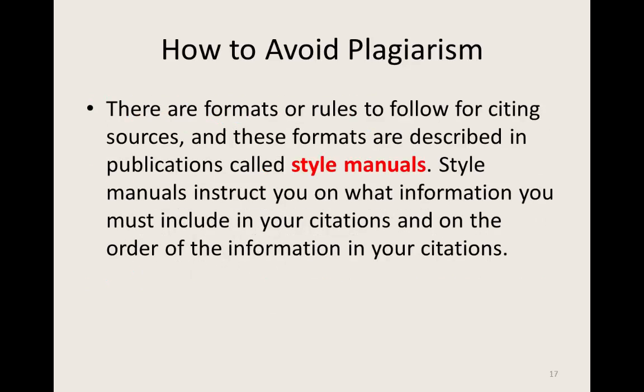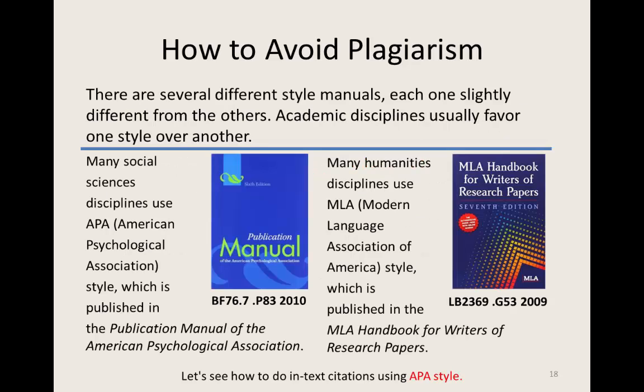So how to avoid plagiarism? There are formats or rules to follow for citing sources, and these formats are described in publications called style manuals. Style manuals instruct you on what information you must include in your citations and on the order of the information in your citations. There are several different style manuals, each one slightly different from the others. Academic disciplines usually favor one style over another.